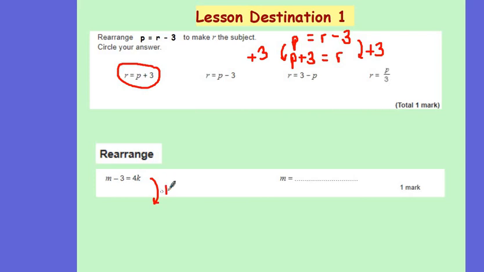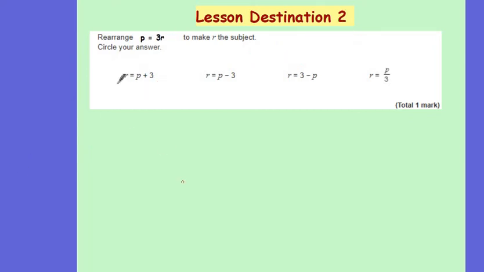And in the same way, we need to add 3 to both sides to this one, which tells me M is equal to 4k plus 3. Okay, Year 9, this is our second lesson destination of today. Let's see if we can get there.